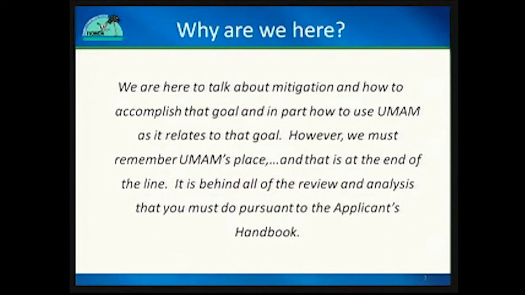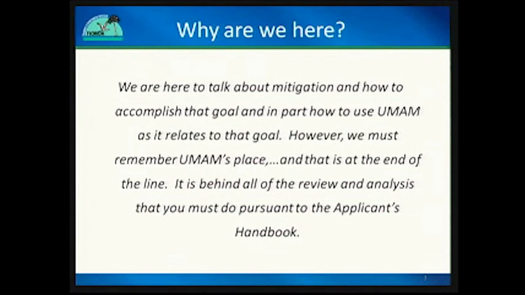But I want to make sure you understand UMAM's place. UMAM's place is at the end of the line. Okay, so don't forget that. A lot of folks, when UMAM came online, a lot of folks took the Basis of Review, the Applicant's Handbook, and they kind of put it down.